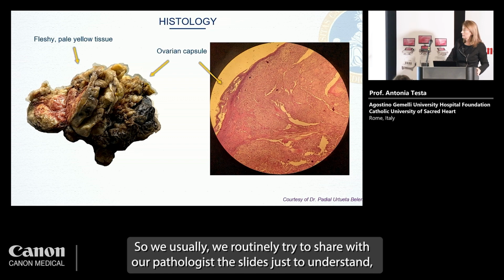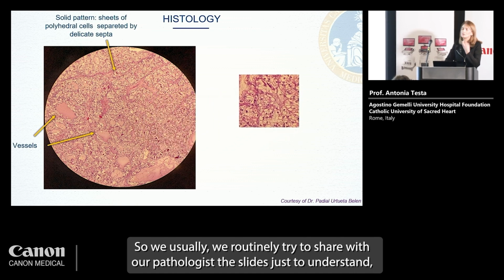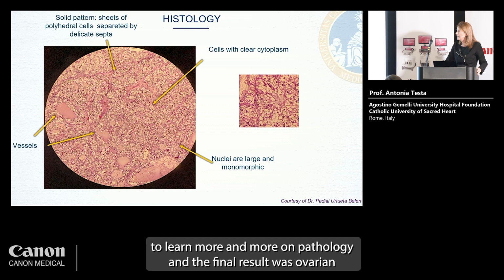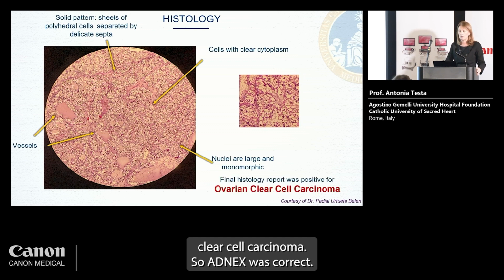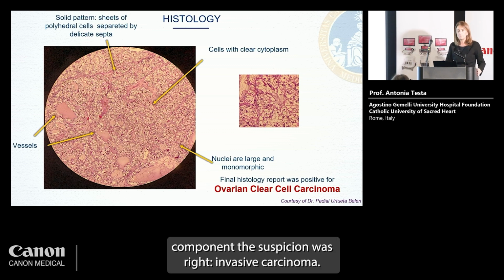So we routinely try to share with our pathologist the slides just to understand, to learn more and more about pathology. And the final result was ovarian clear cell carcinoma. So ADNEX was correct. Unilocular solid could also be borderline, but because of the large amount of solid component, the suspicion was right: invasive carcinoma.